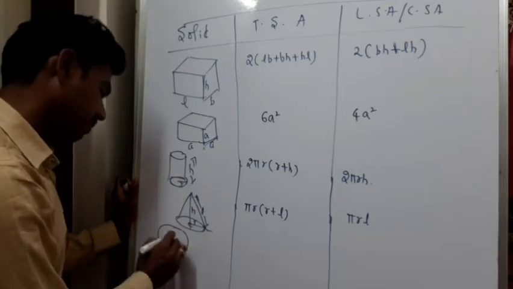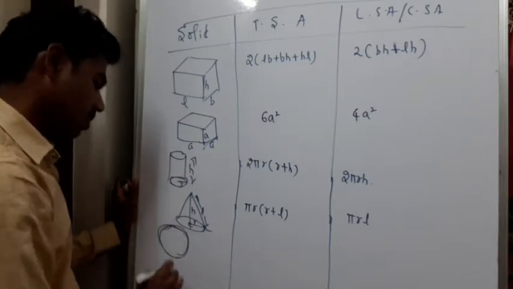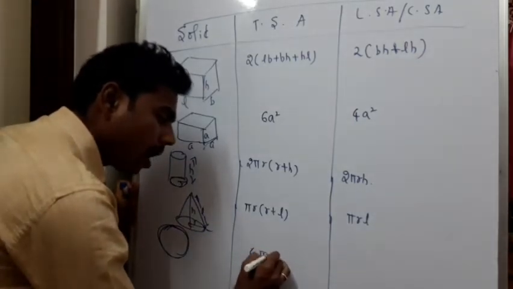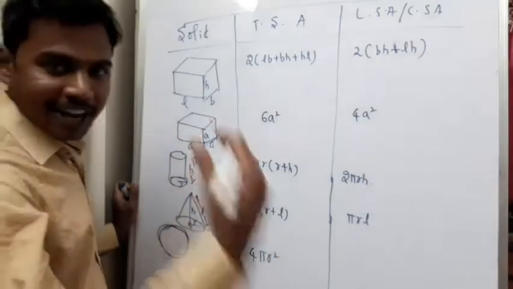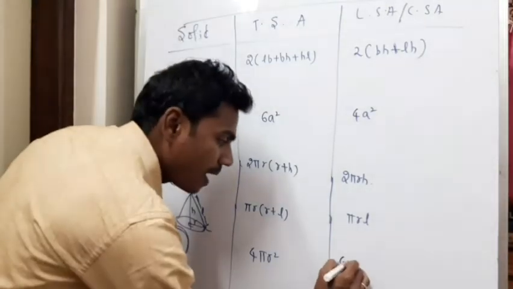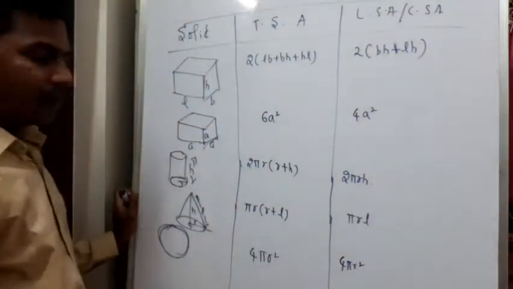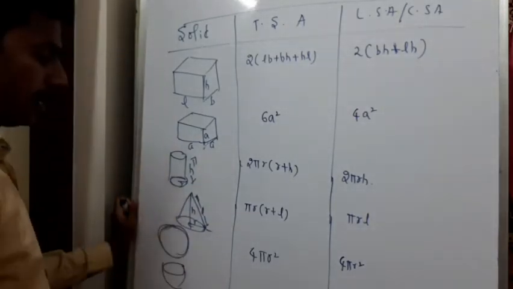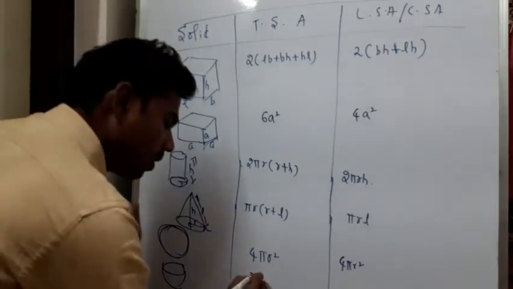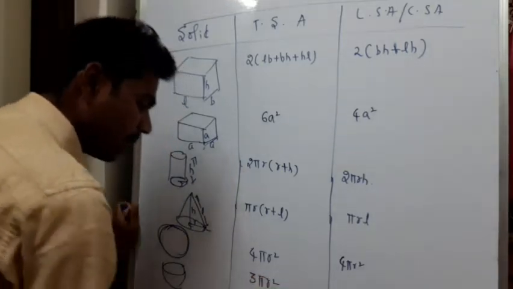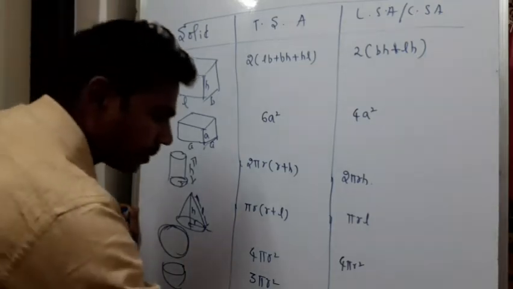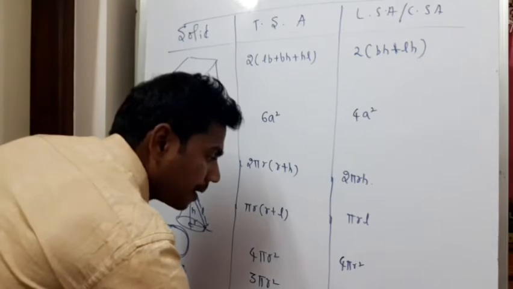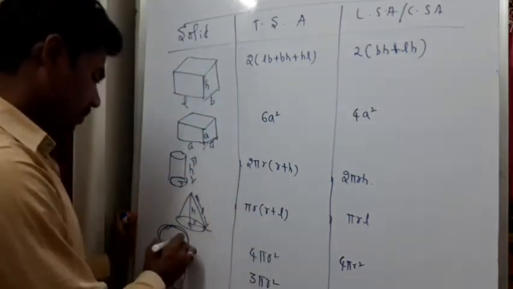Next, after this, sphere, that is 4 pi R square, and curved surface area is also the same, that is 4 pi R square. There won't be any difference. Then what about the hemisphere? In case of hemisphere, total surface area is 3 pi R square. Then what is curved surface area? That is 2 pi R square. That's it.